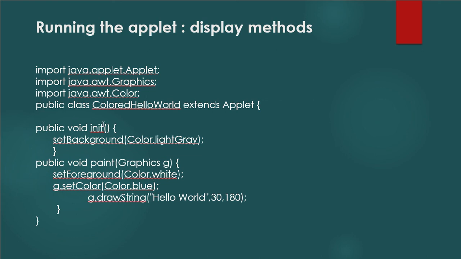This can be used again inside the init method itself, but here we are using it inside the paint method. You're setting the foreground color to be white, and you are setting the color of your text as blue, and you are drawing the string hello world at the position indicated by 3180. So this is how you use the display methods inside an applet.